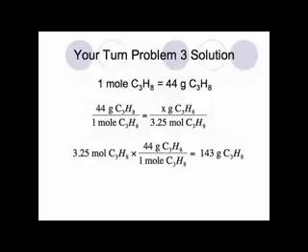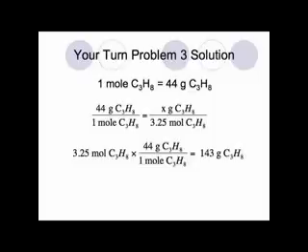The third problem involved finding out how many grams of propane, C3H8, are contained in 3.25 moles of propane. So first I need to find the equality between 1 mole of propane and the number of grams of propane. So I know that the molar mass is 44 grams per mole. So again, I set up a ratio here. For those of you who find that helpful, please continue to do so.